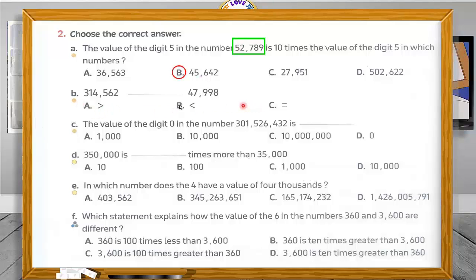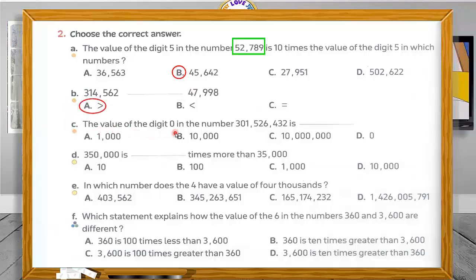He wants you to make a comparison between two numbers. We have here 314,562 and here 47,998. Which one is more? 300 thousand is more than 47 thousand. So A is right.